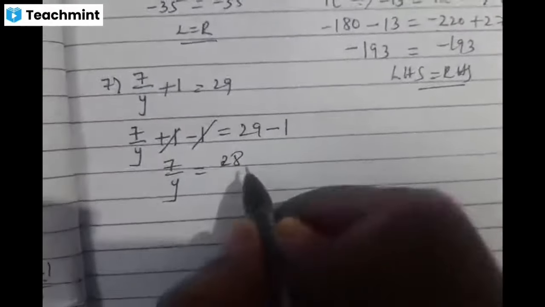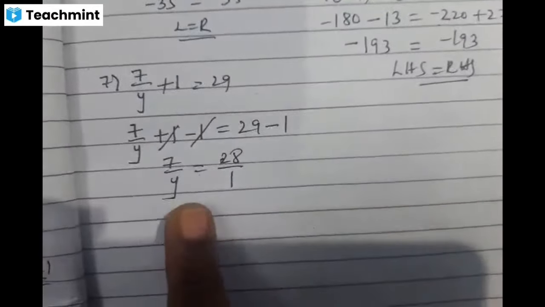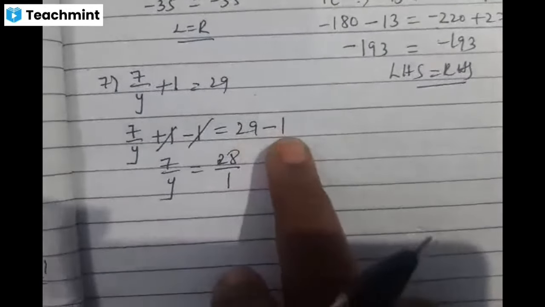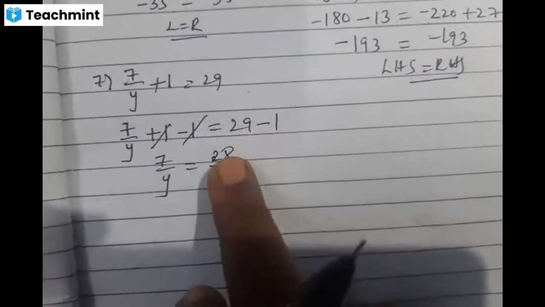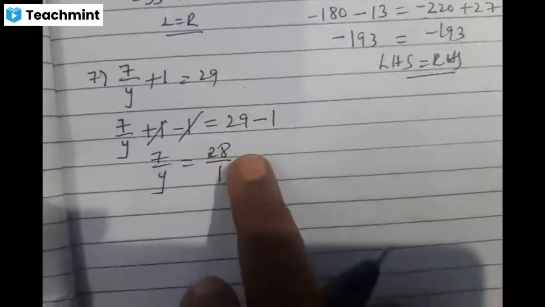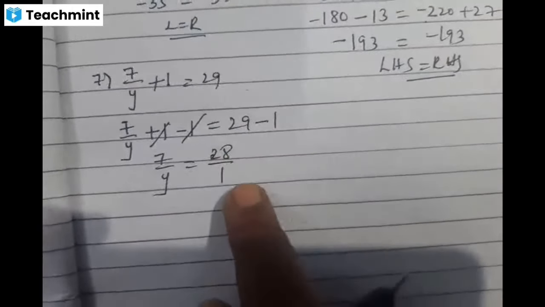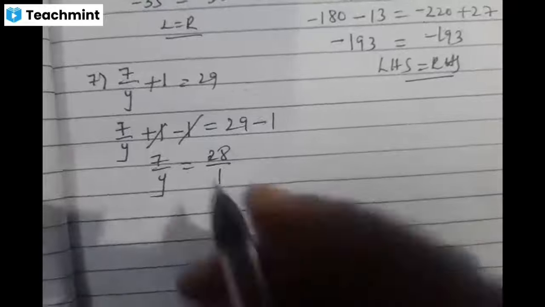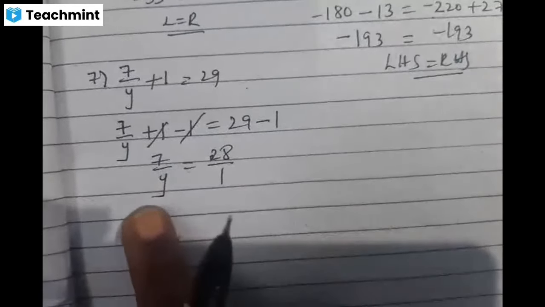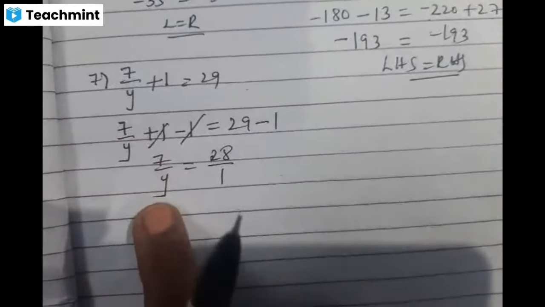28. Can you observe, children? Here what have I written? Instead of 29 minus 1, I have written 28. What is the value of 28? 28 means 28 by 1. Am I right? Now, observe in the left hand side, 7 by y is there.